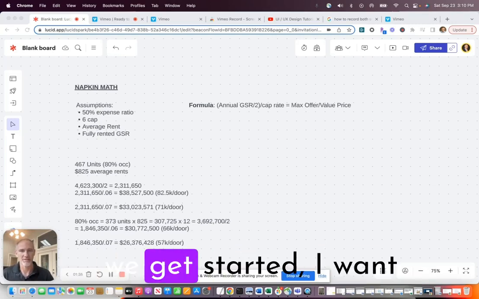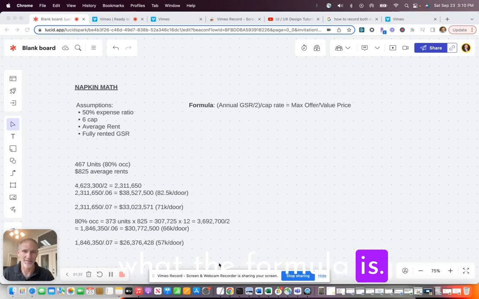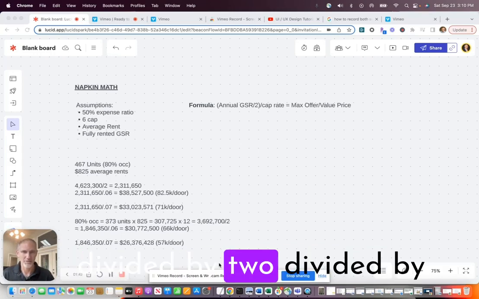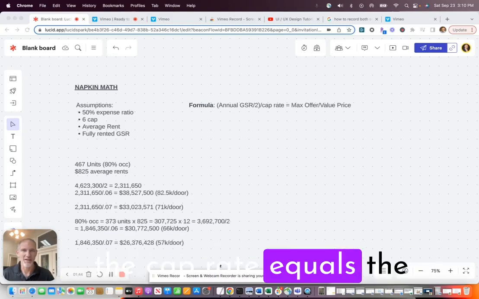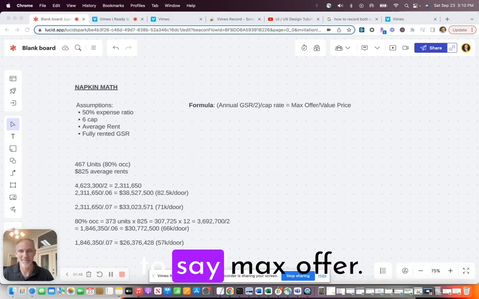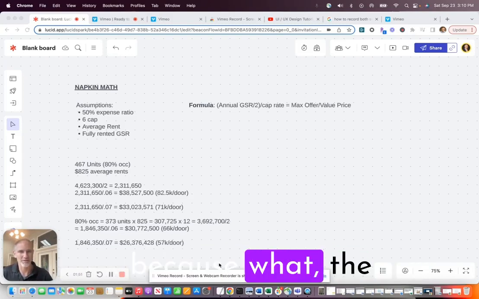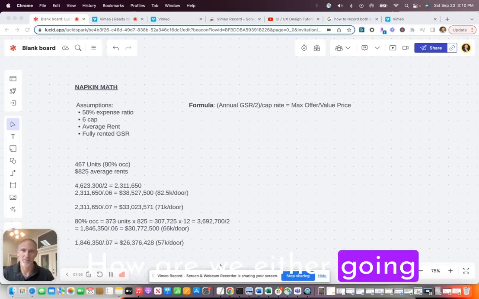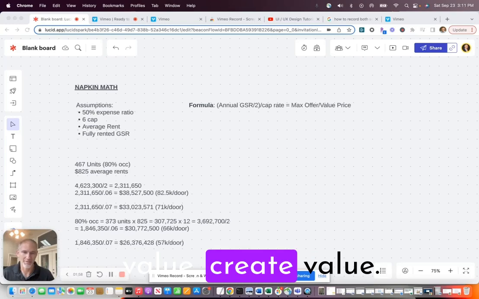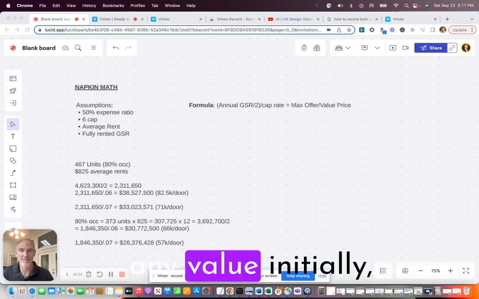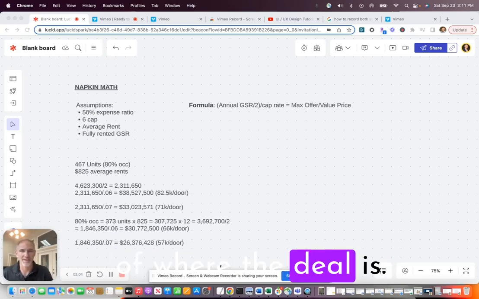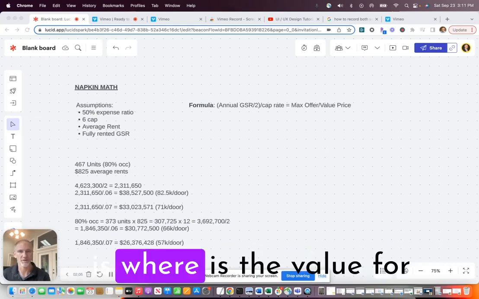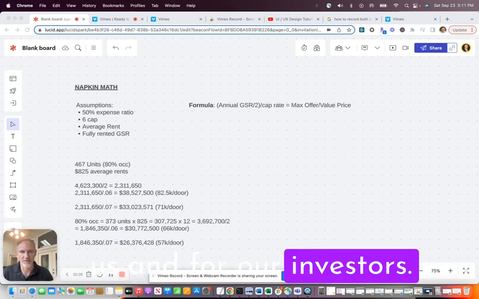So before we get started, I want to tell you exactly what the formula is. It's the annual GSR divided by 2 divided by the cap rate equals the max offer or value price. Okay, some people like to say max offer. I like to say value because the way we look at things at 7 Foot Solutions is where's the value? How are we either going to be able to acquire value, create value? Is there any value initially? Just kind of where the deal is, and that's what we're always seeking for is where is the value for us and for our investors.